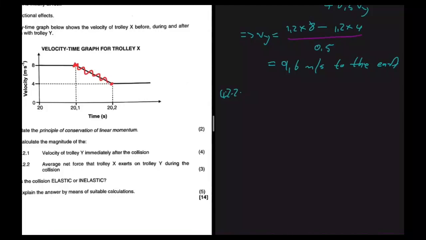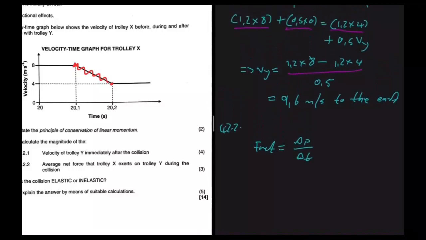So if we use trolley X, we're going to say F net is equals to delta P divided by delta T. Let me explain why I'm using trolley X instead of trolley Y. The velocity of trolley Y, we calculated it ourselves, right? So what if that velocity is wrong and then we use it again? There's a good chance that that answer will also be wrong, assuming that there's no positive marking. So let's just stick to trolley X because we're going to be using the velocities that are given to us. So there's no way we can go wrong with the values, right?